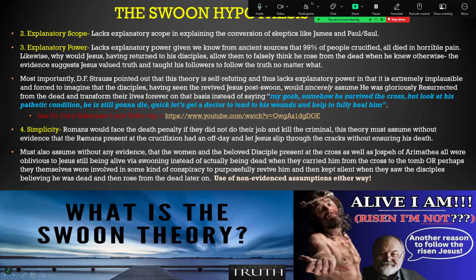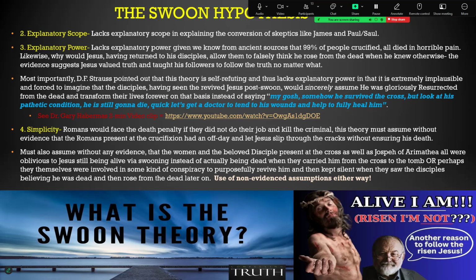And also in terms of simplicity or the less ad hoc, we have to remember in context, the ancient Roman centurions guarding the crucifix, they would face the death penalty if they didn't do their job and they allowed a criminal to live that had been crucified. They themselves would have been crucified as a punishment. So it was their job. They did this day in, day out, ensuring that the bodies on the cross were dead. They knew how to spot a dead body versus someone that was simply swooning or alive. So it is incredibly ad hoc to assume that all the Romans present, just let alone all the other witnesses, had a bad day and somehow Jesus got through alive and they thought he was dead.